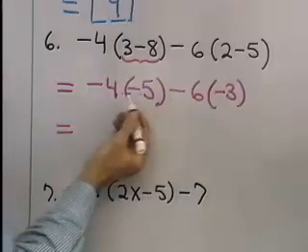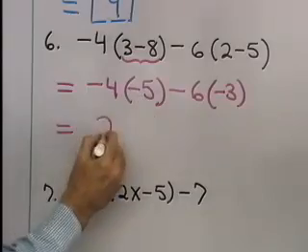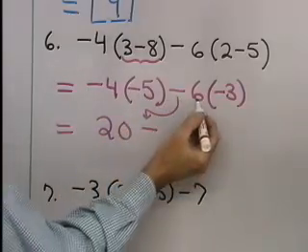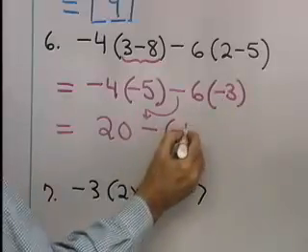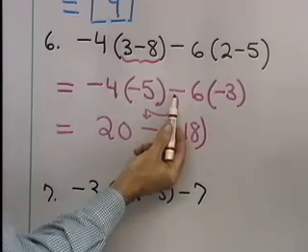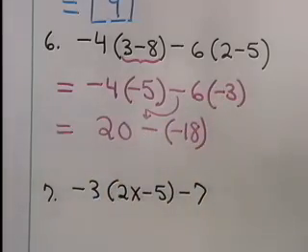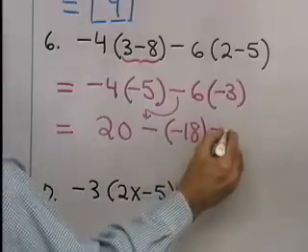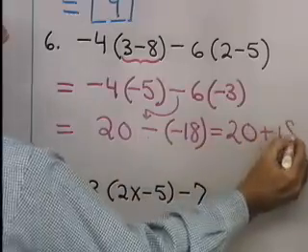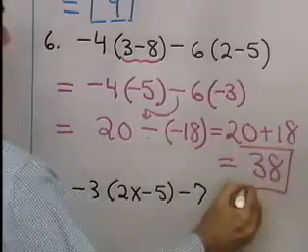Now, I have subtraction and multiplication. I have to multiply first. Negative 4 times negative 5 will be positive 20. Here's my subtraction sign. 6 times negative 3, negative 18. Now, I could have thought of this as addition of the opposite and said plus a negative 6 times negative 3, and that would have given me a positive 18. Either way, I'll get the same result. Subtracting negative 18 is the same as adding positive 18, so I end up with an answer of 38.